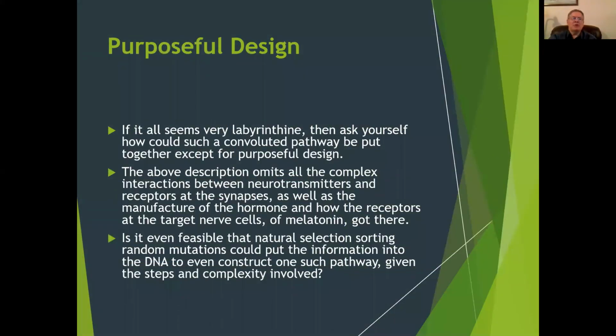Now, if it all seems very complicated, then ask yourself, how could such an intricate pathway be put together except by purposeful design? The description omits all the complex interaction between neurotransmitters and receptors at the synapses, as well as the manufacture of the hormone and how the receptors of melatonin at the target nerve cells got there. Is it even feasible that natural selection sorting random mutations could put together information into the DNA to even construct one part of such a pathway, given the steps and complexity involved?